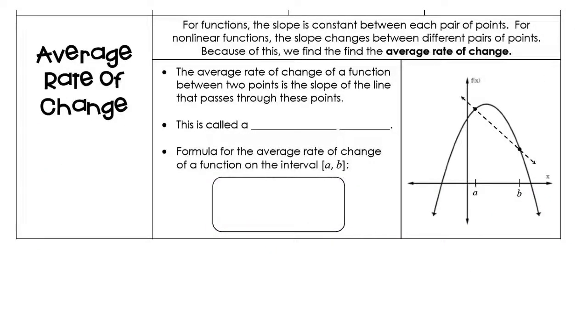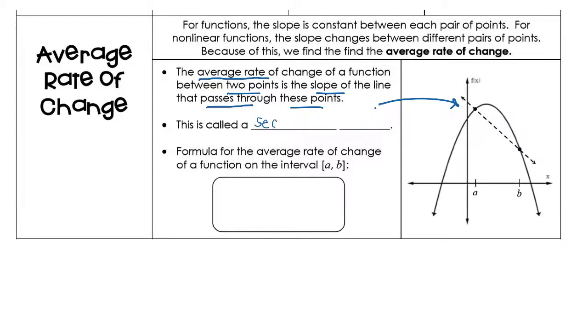So now we're going to compare this to our average rate of change, and hopefully we see it's the same exact thing. When we talk about the average rate of change of a function between 2 points, well, let's look. The slope of the line that passes through these two points is your average rate of change. This line is known as your secant line. So that's good for us to know. We will be building on that.